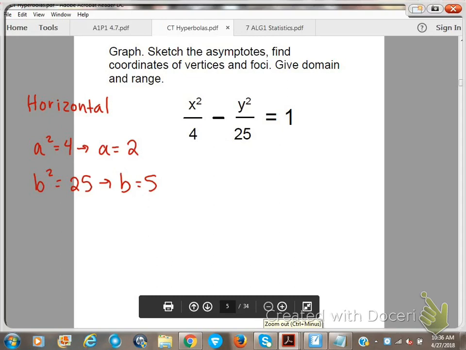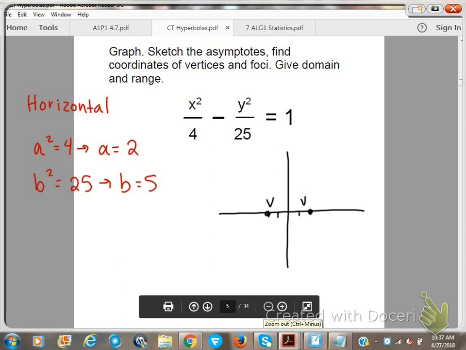Since we have a, what does that give us on our graph? The vertices. Good. Since this is a horizontal hyperbola, am I going to go on the x-axis or on the y-axis? X. Here's a vertex, and here's a vertex. Why can we say that the center of this hyperbola is on the origin? Because there is no x minus h, no y minus k. Exactly. It's just x squared and y squared, so you know your center's at 0, 0.